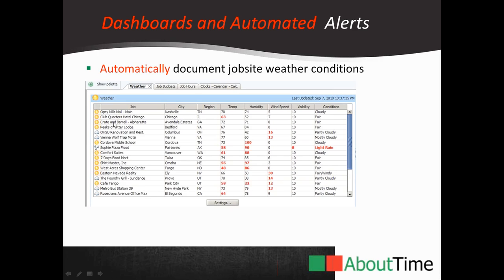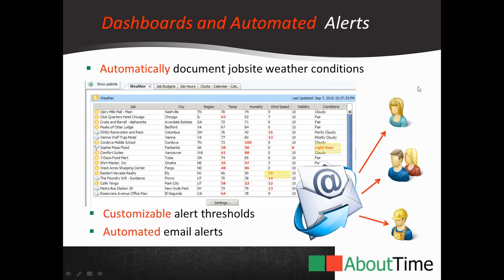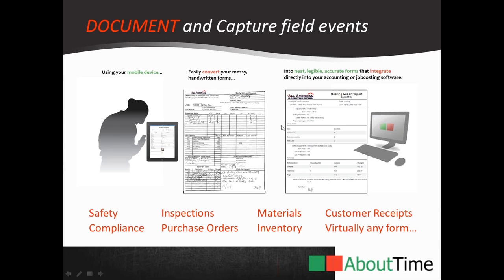It is real live weather data updated as recently as every minute. You have your job site over here, the region and the city, temperature, humidity, wind speed, visibility, and conditions. You can set up thresholds to let you know when certain weather events happen and then be alerted. Your key management people can be alerted as to those events when they take place.